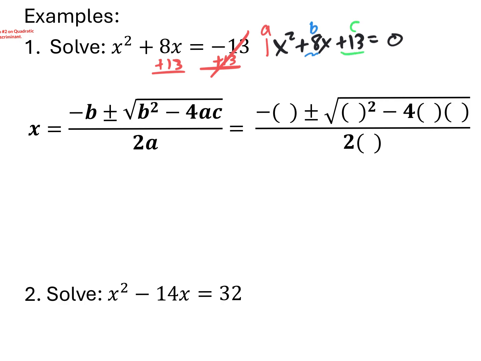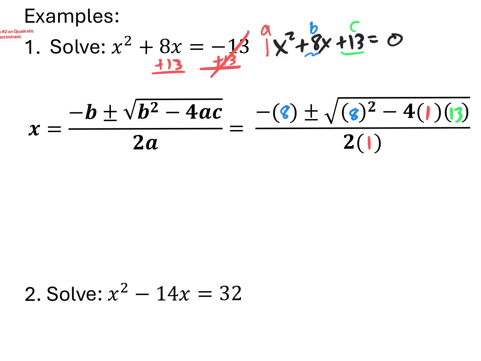Bless you, by the way. So now you can easily plug them in, right? So I always start with the b values, and the b value happens to be 8. So plug in the 8 right there and right there. And then plug in the a value of 1 right here and right there. And plug in the c value of 13 right here, okay?